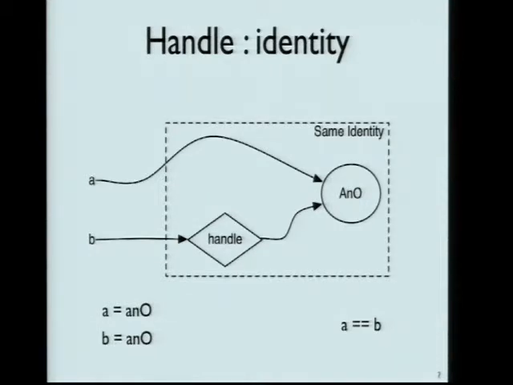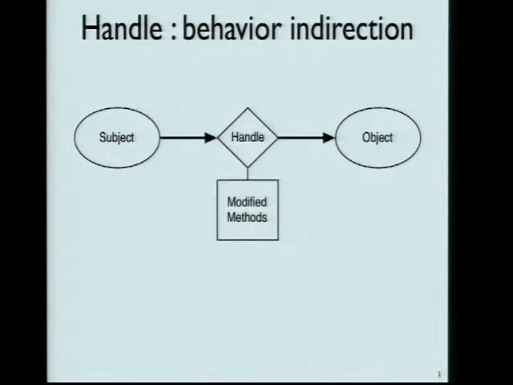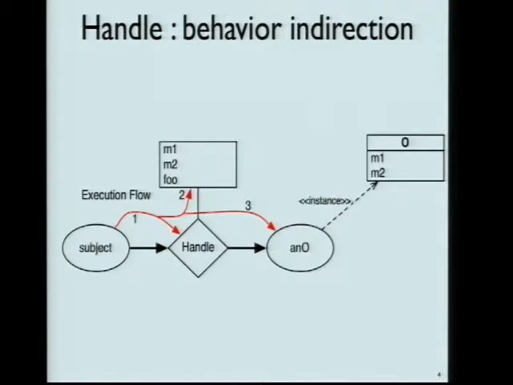If we have a reference A accessing the object directly, or reference B going through the handle, the element is an O, and it has exactly the same identity. That is the first point. The second point: we want to be able to change the method. Each proxy embeds its own behavior, in fact. It has somewhere its own behavior, where the lookup should begin. To see one simple example, we have a subject accessing an object through the handle. Only the subject can have access to the method foo, which is just in addition. It can also access the method M1, which can be redefined separately from the class of the object.